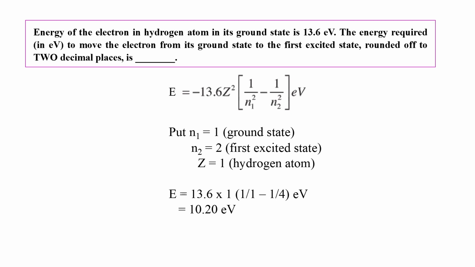Now n1 is 1, that is ground state, n2 is 2, that is the first excited state, and Z will be 1, that is the atomic number will be 1 because it's hydrogen atom. So E will come out to be 10.20 electron volt. The answer could be anything between 10.0 to 10.4. So 10.20 electron volt is the correct answer.